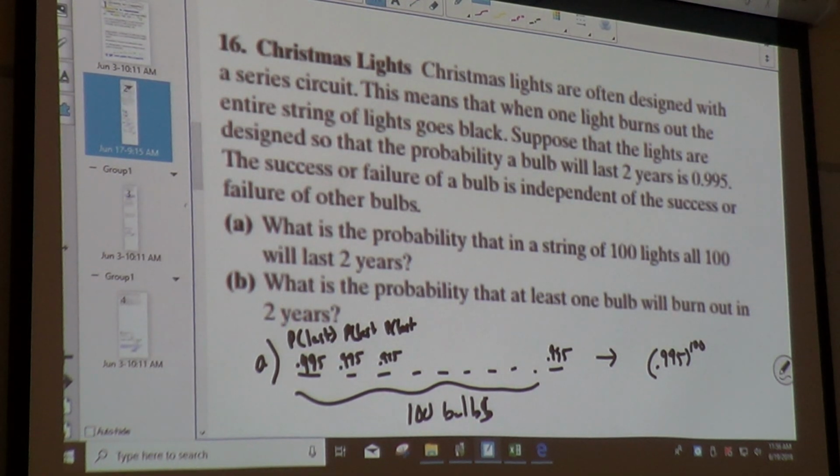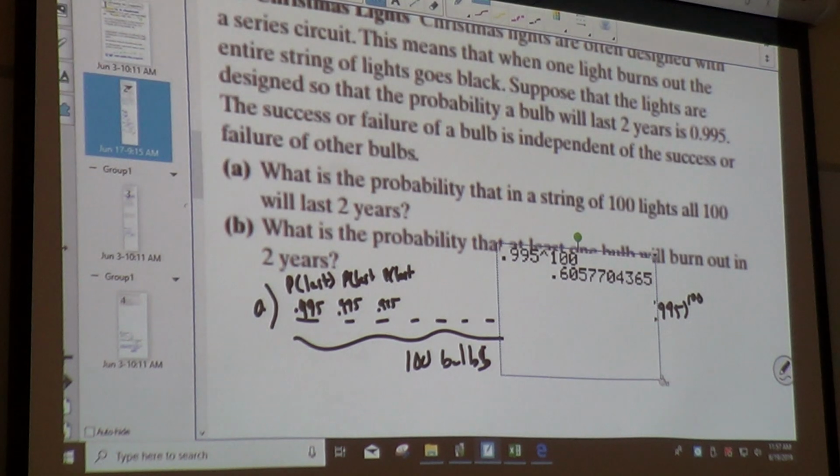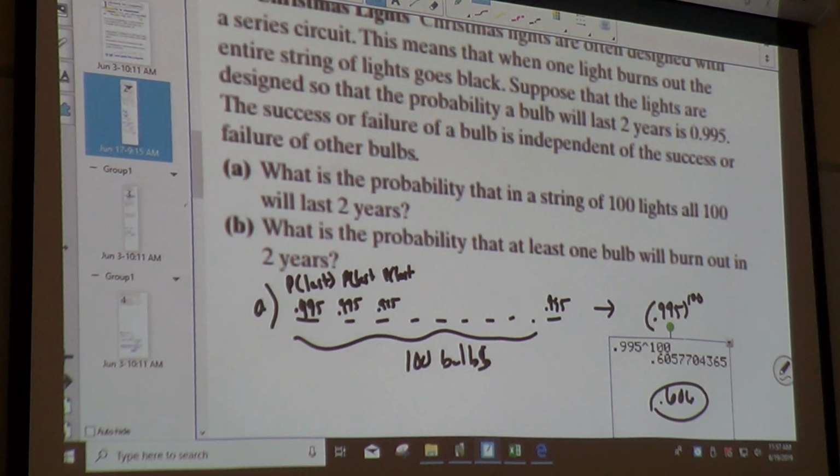Good. Now, if I go to my calculator, let me see what it'll give me. 0.995 to the... So we have about a 60% chance that all 100 bulbs are gonna make it 2 Christmases.